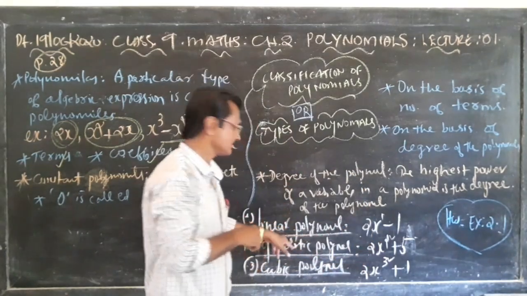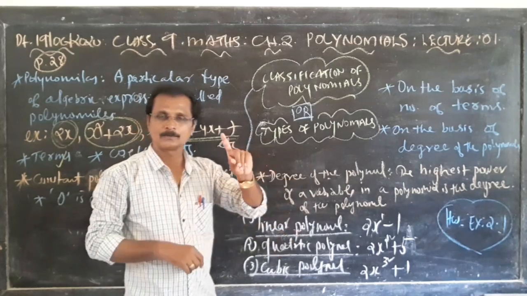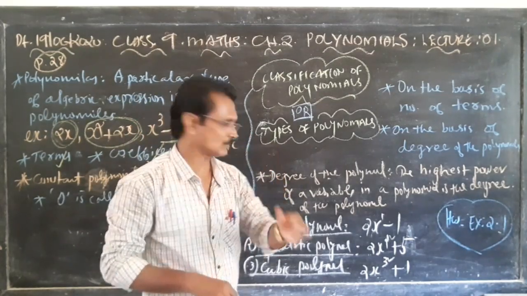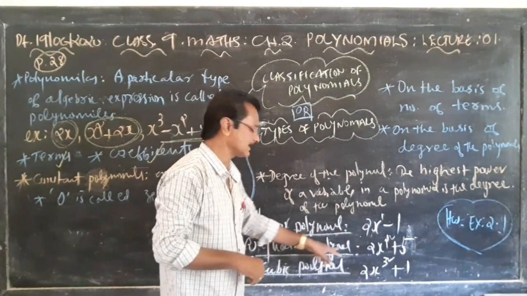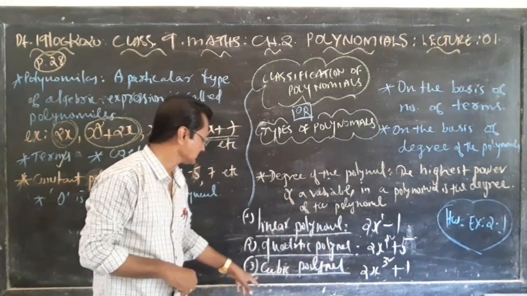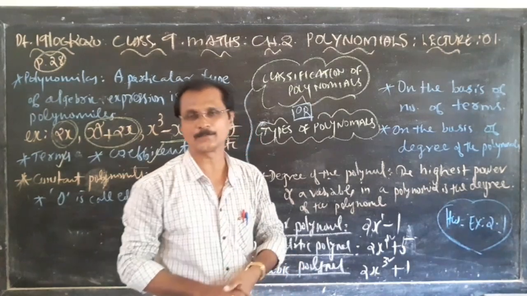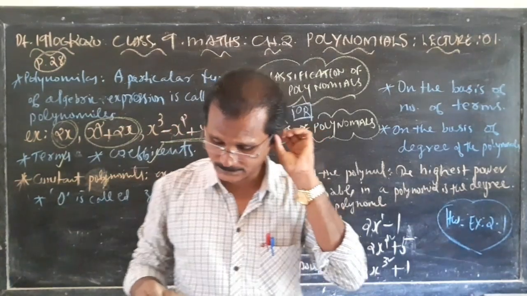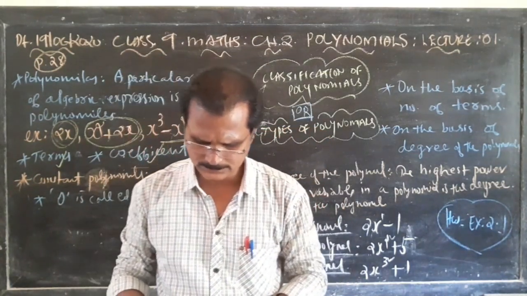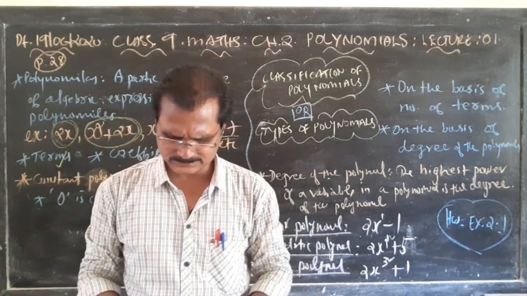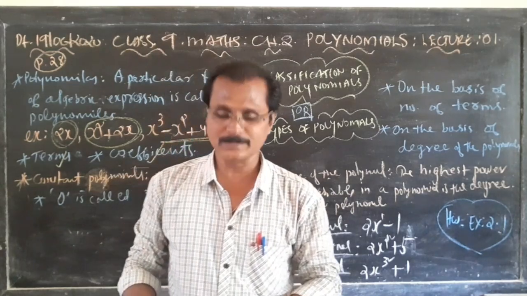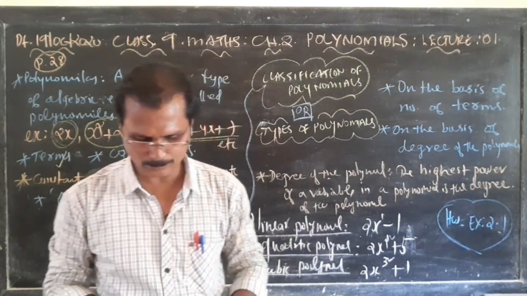Then on the basis of degree, degree 1 is called a linear polynomial, degree 2 a quadratic polynomial, and degree 3 a cubic polynomial. So that is the classification of polynomials. And the zero polynomial: the degree of the zero polynomial is not defined.